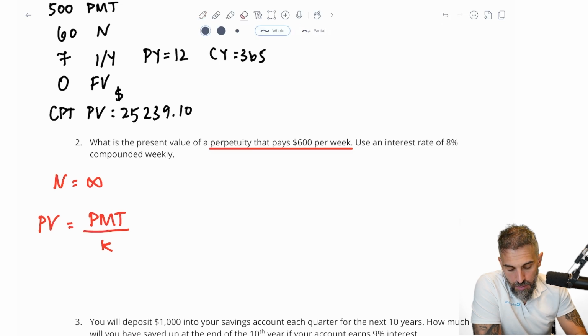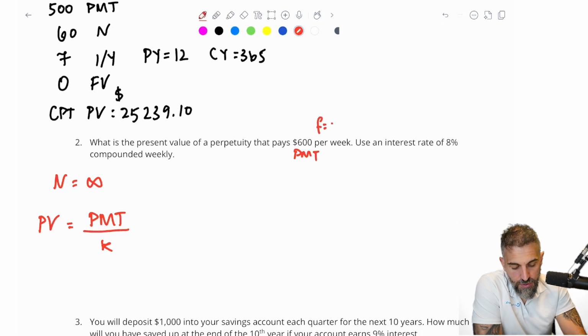So let's break it down. $600 per week. So that's your payment. And the per week, that's your F. So 52. Your interest rate is 8%. That's APR. And is compounded weekly. So 52. They're both the same.